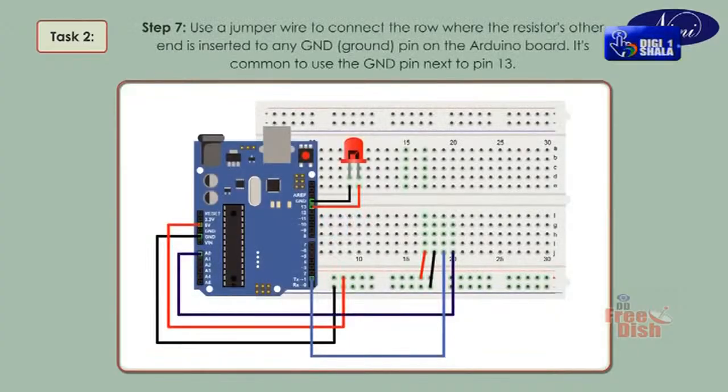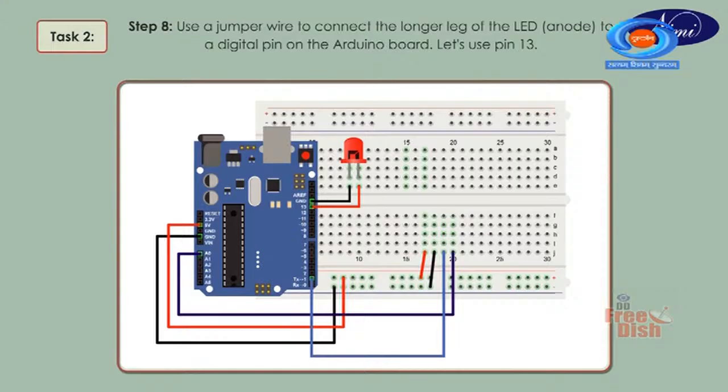Step 7. Use a jumper wire to connect the row where the resistor's other end is inserted to any GND (ground) pin on the Arduino board. It's common to use the GND pin next to pin 13. Step 8. Use a jumper wire to connect the longer leg of the LED, the anode, to a digital pin on the Arduino board. Let's use pin 13.